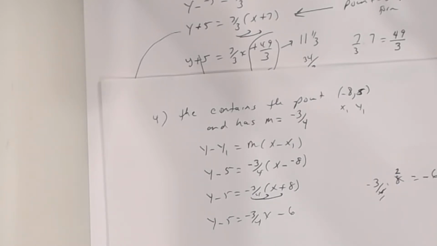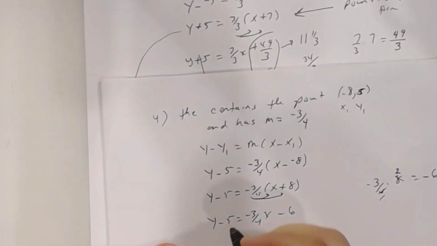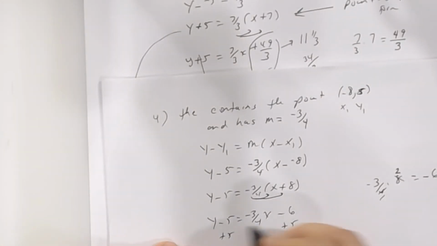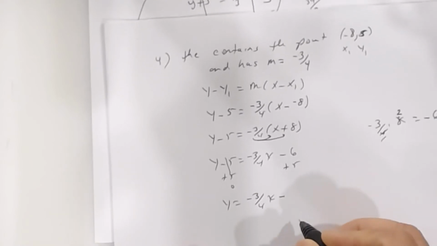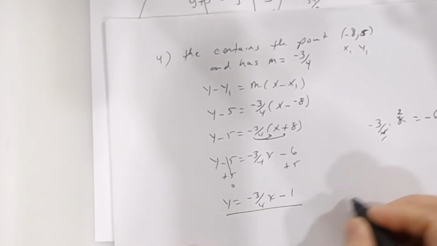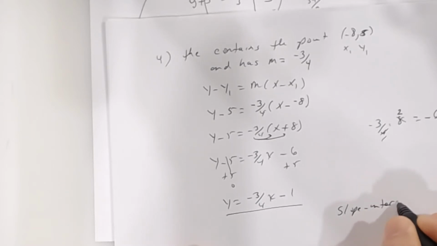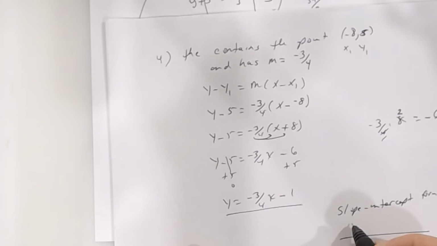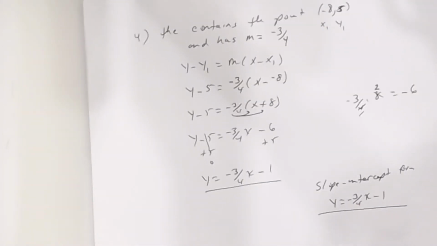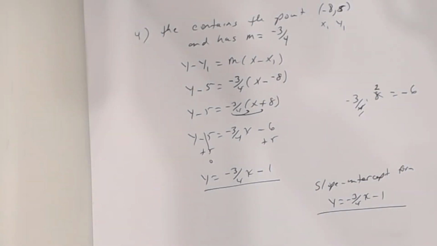One more step and you're done. What's the next step? Add 5 to both sides. And so I get y equals negative 3/4 x minus 1. So your slope-intercept form, what's the answer? Yeah. There's a slope. So there's your slope-intercept form.